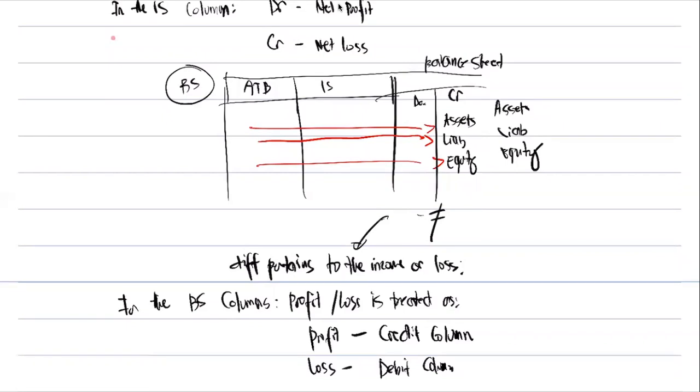So from your income statement, we forward to your balance sheet the net income or profit or net loss, okay? And how do we treat it? If ever it is a profit, you forward it to the credit column. Clear? If that is a loss, you forward it on the debit column.